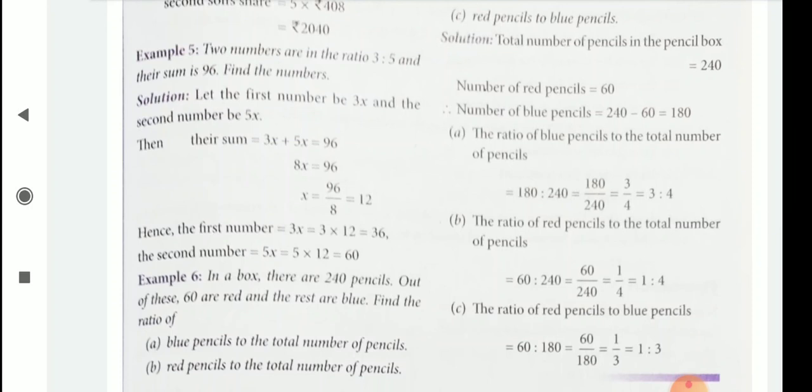Then example 5. Two numbers are in the ratio 3:5 and their sum is 96. Find the numbers. 3:5 means, children, you put 3x and 5x. Then you add, then you get your answer.